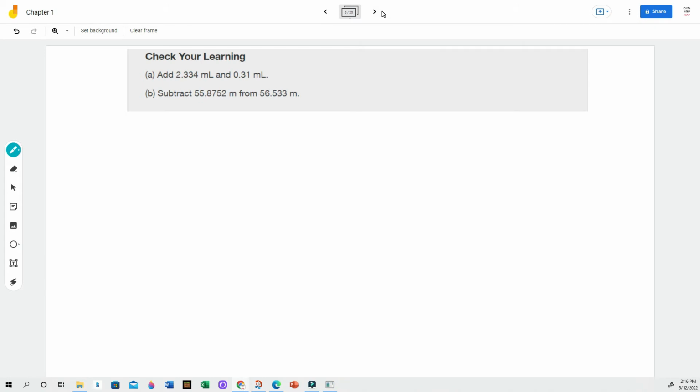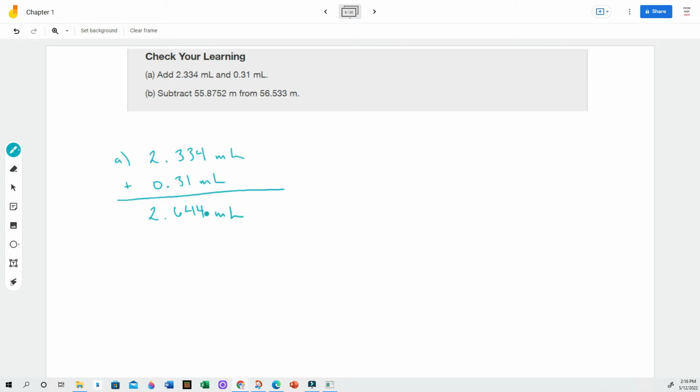On to the check your learning problems. Here we have more addition and subtraction. So for part A, we are going to add these 2 numbers. And we're going to add 0.31 milliliters to that. Again, I like to line it up. This is addition. So this is what my calculator gives me.